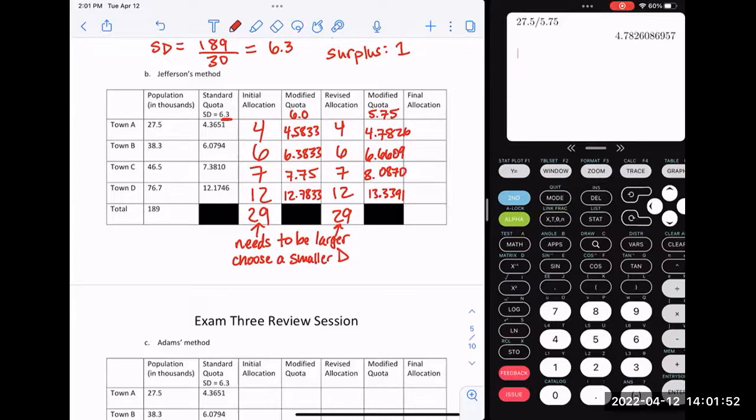All right, so again, we're using lower quotas. So this is going to be 4, 6, 8, 13. What is that? 31. So that is still, I need that to be smaller, right? I need it to be 30, which means I need to pick something bigger, a bigger divisor. So I need something bigger than 5.75, but still smaller than 6. 5.9. Okay, let's try 5.9.